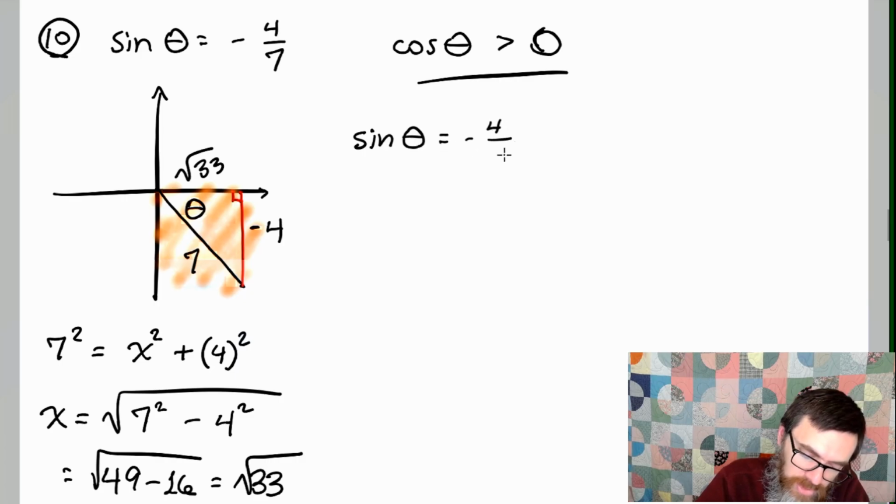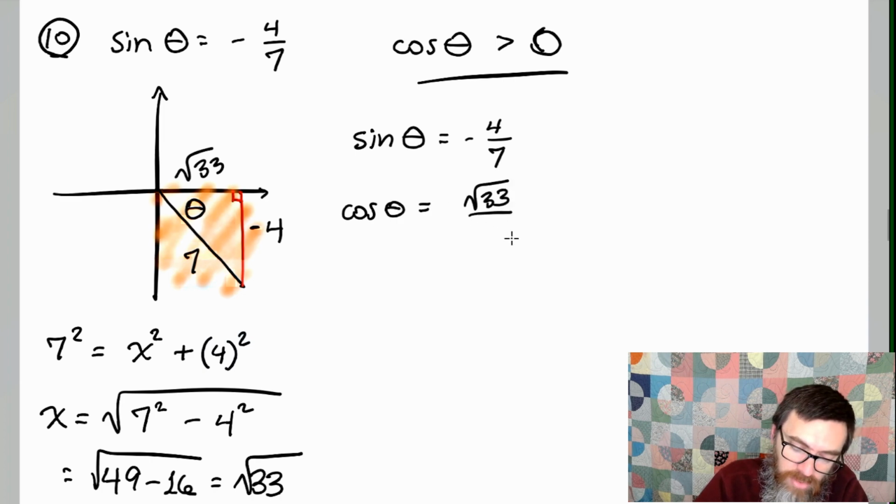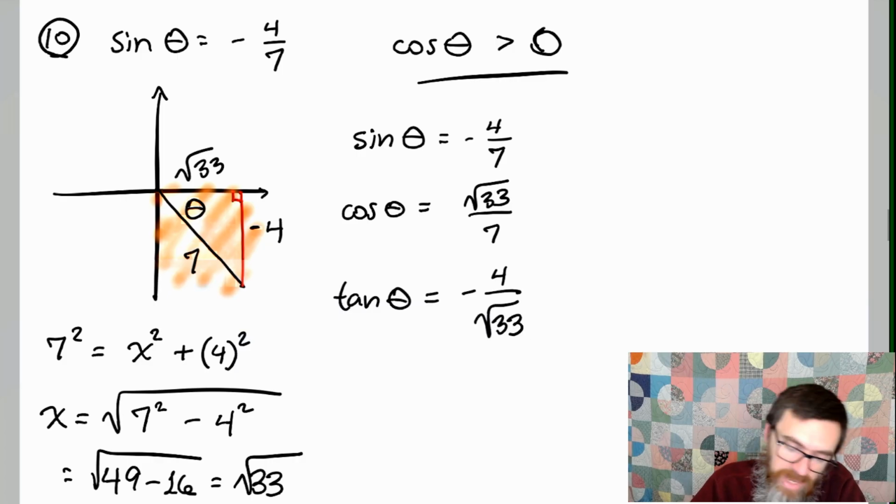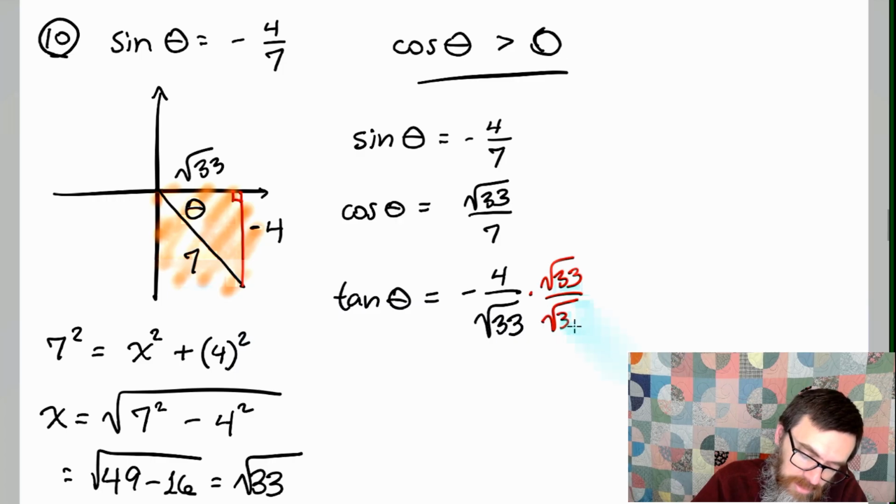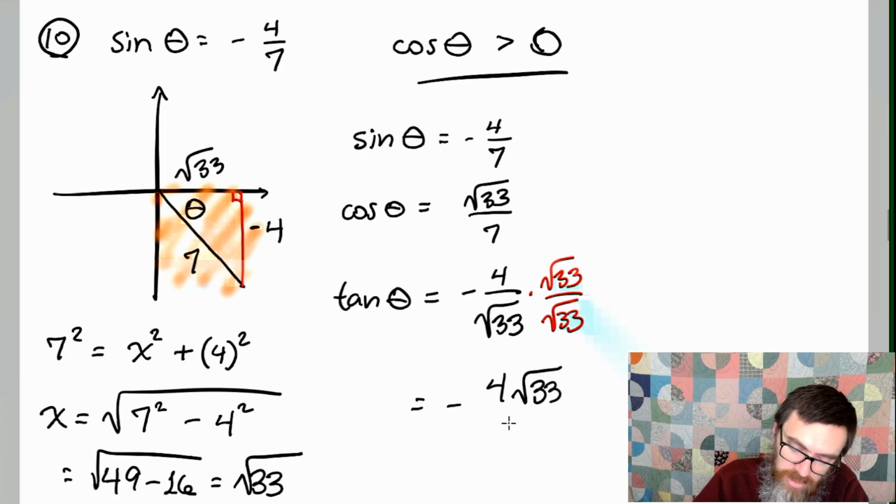All right, we already know sine. Cosine is supposed to be adjacent, square root of 33 over hypotenuse, which is 7. Tangent is opposite over adjacent. Oh, man, I got to rationalize again. All right, so that's negative 4 square roots of 33 over 33.